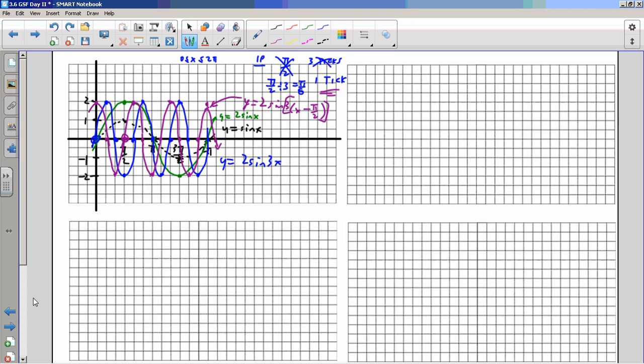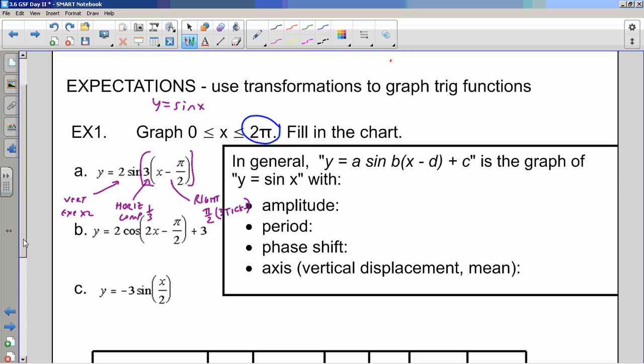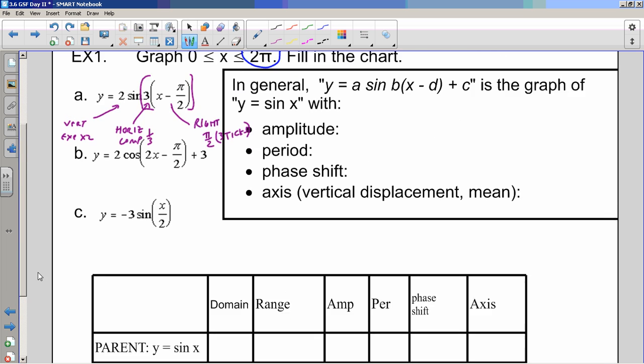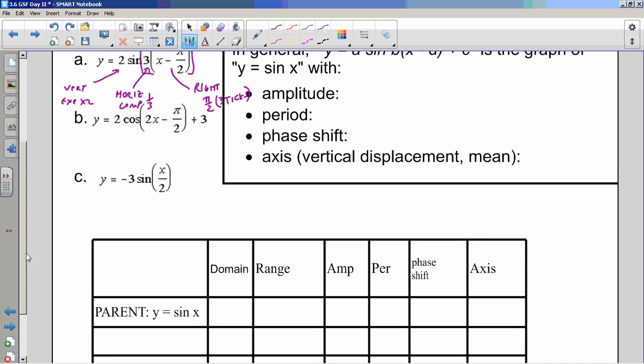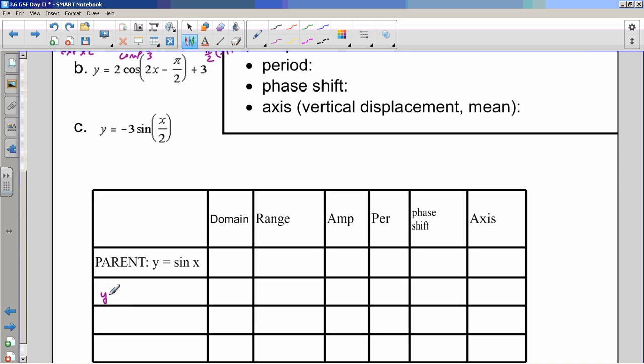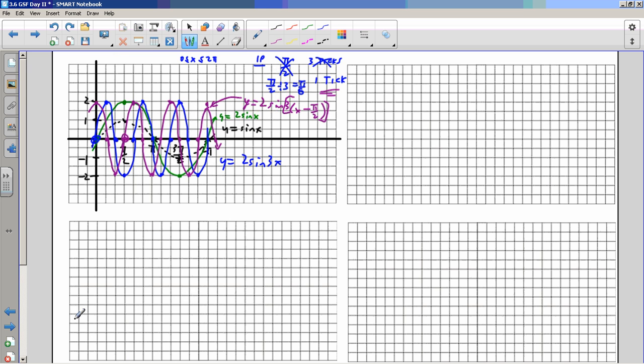I'm going to go back now and skip some stuff that I missed before, and it's putting this business in here. And I'm going to copy the graph in there. It was 2 sine 3x minus pi over 2. And I'm going to write in the domain and range and amplitude and all this business. So this is the unstretched version. This is the black dotted one.